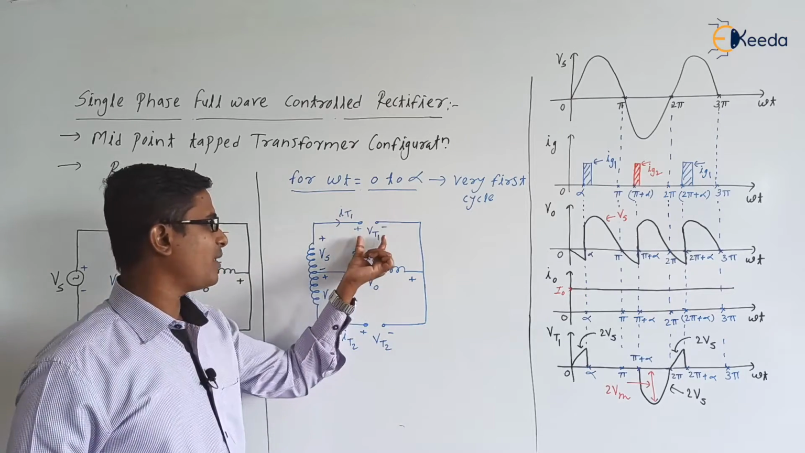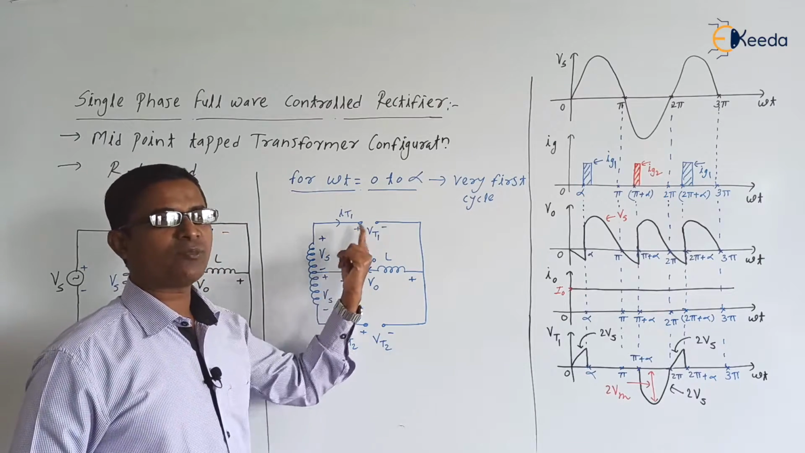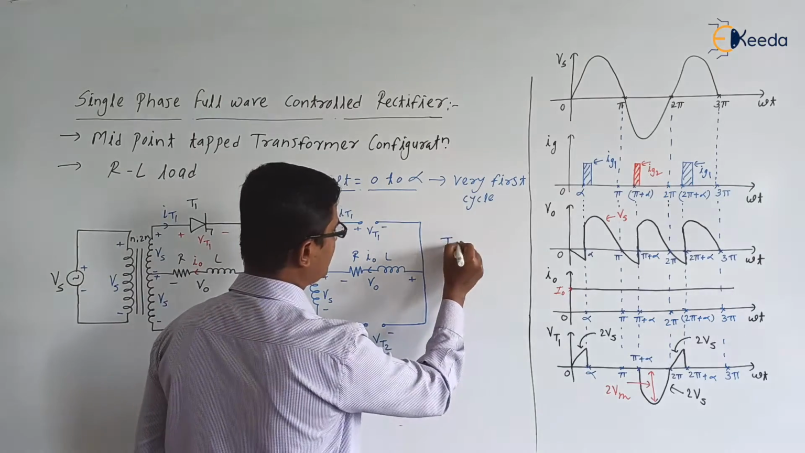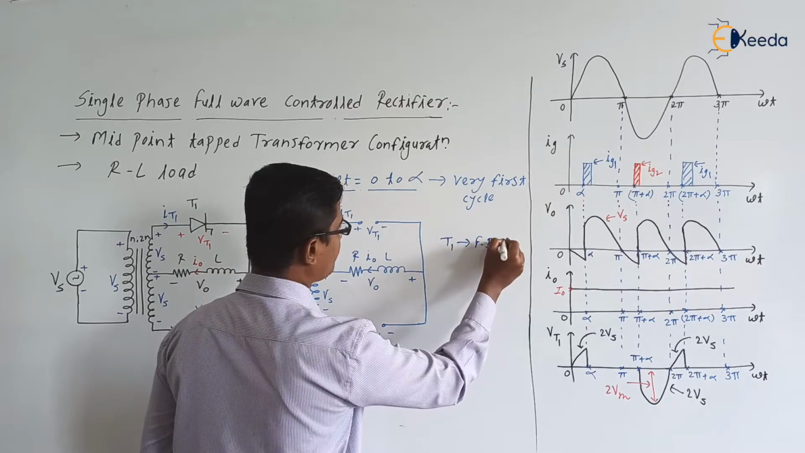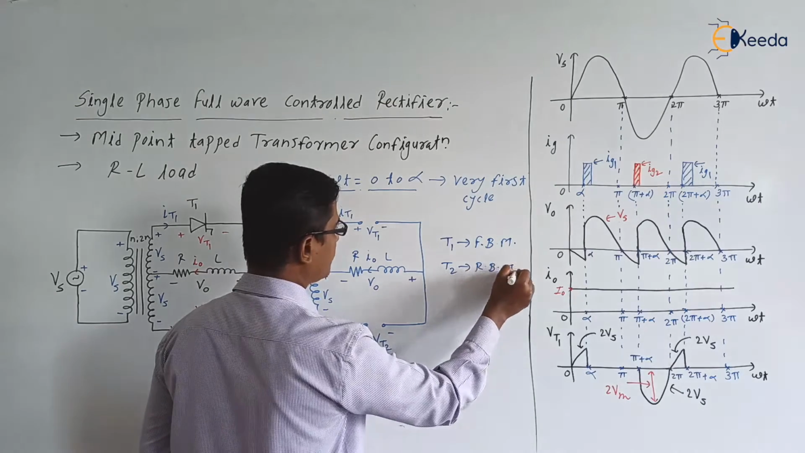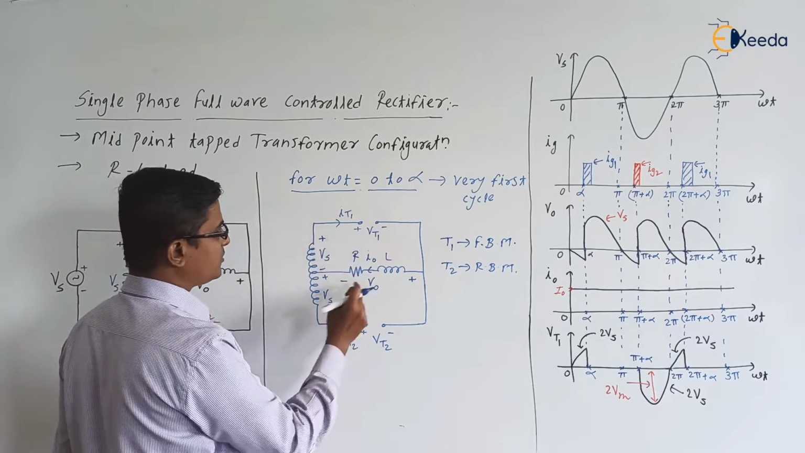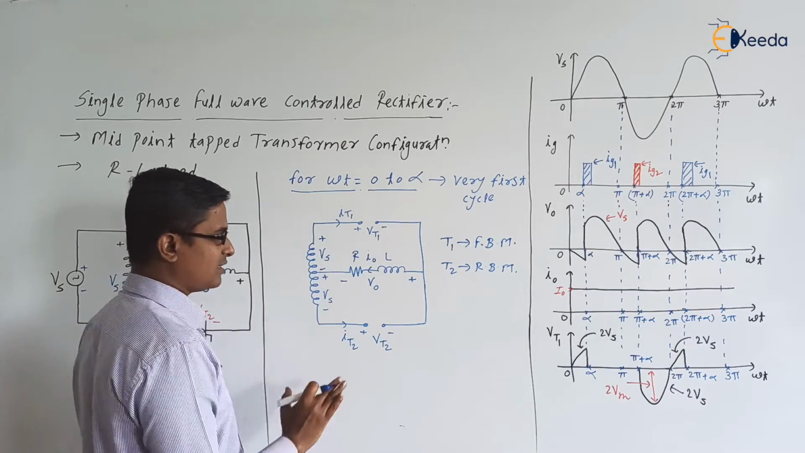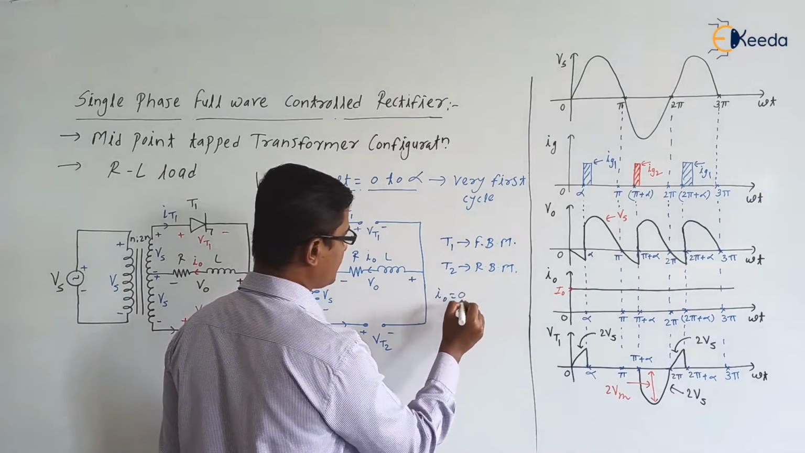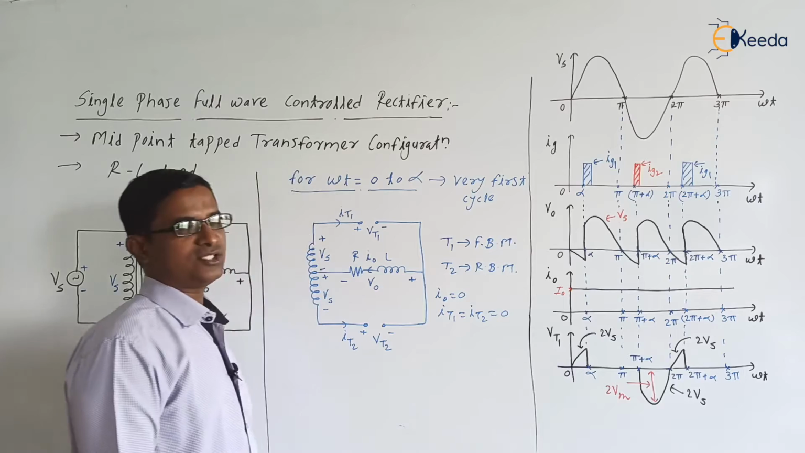So from 0 to alpha, what will happen? These two thyristors will be in the off state. Thyristor T1 will be in the forward blocking mode, thyristor T2 in the reverse blocking mode. One is in the forward blocking mode, the second one is in the reverse blocking mode. Now can we say that both the thyristors are in the off state? So what is the current in the circuit? Yes, the current in the circuit will be 0, therefore I0 is equal to 0. What is IT1, IT2? Both are 0. So IT1, IT2, I0 all are 0, right?